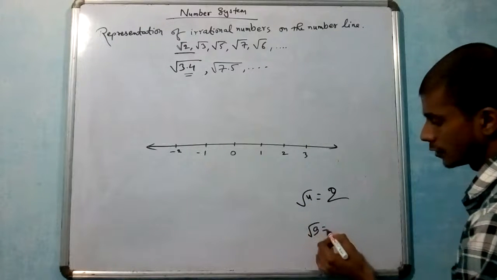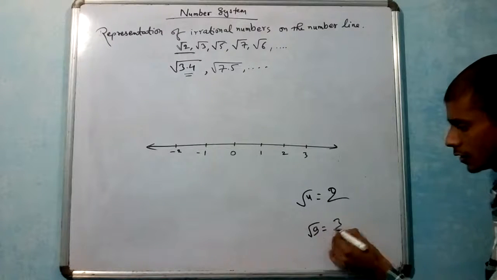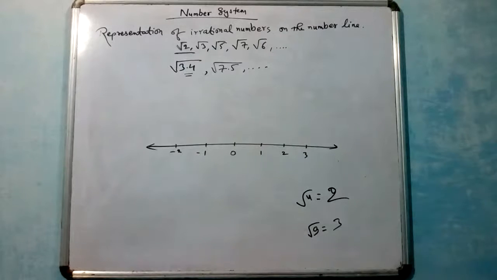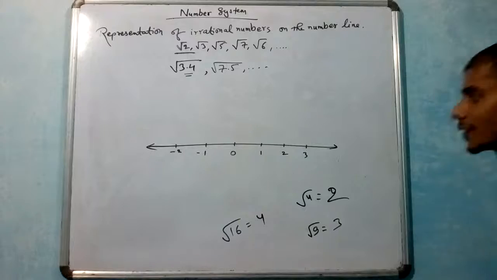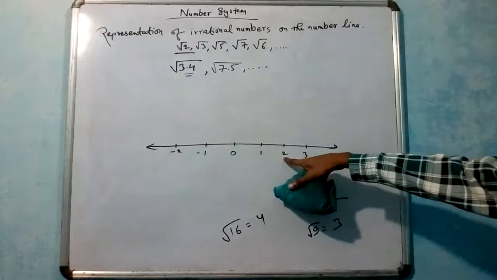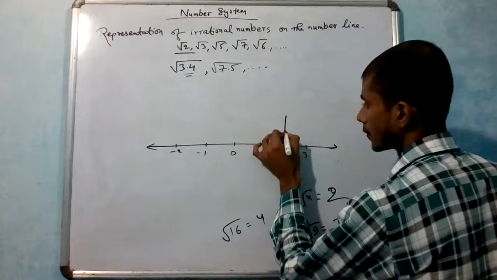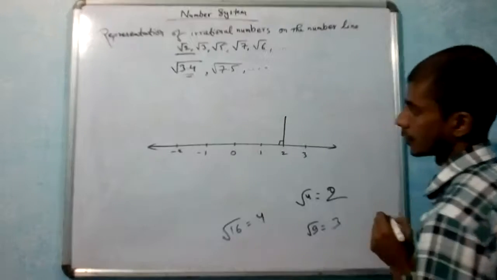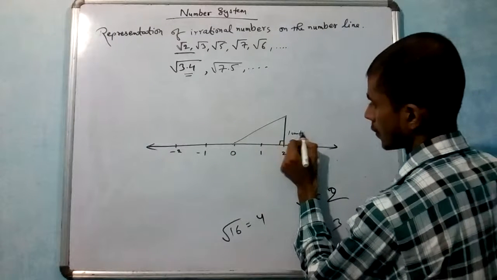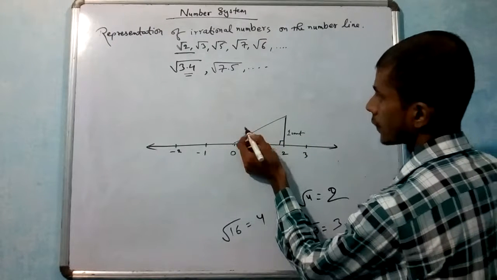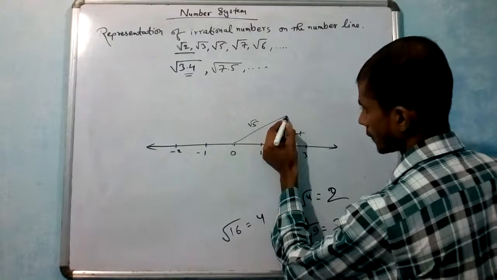Root 4 is 2, root 9 is 3, root 16 is 4. Okay. So root 4 is here, 2. And then take 1 unit perpendicular. Next, what to do? 1 unit. So how much is this? Root 5. Represent this root 5 here.